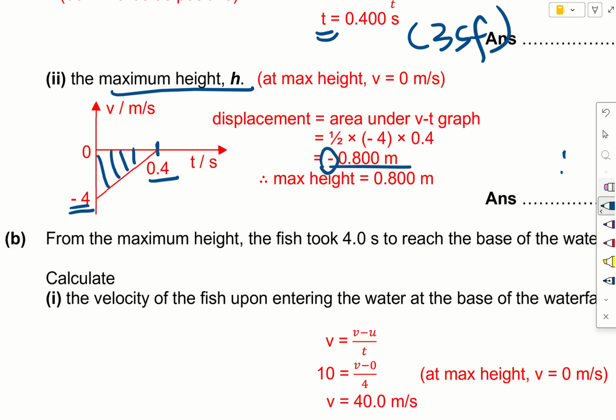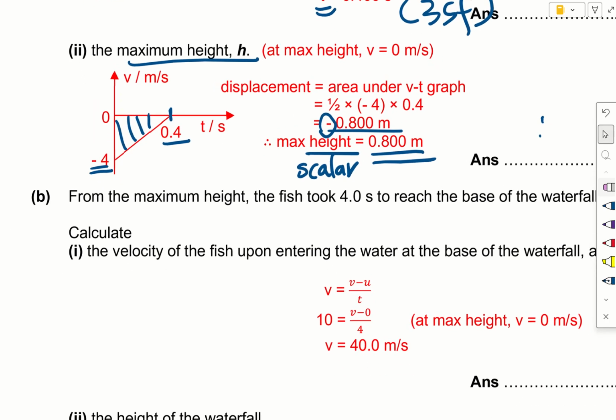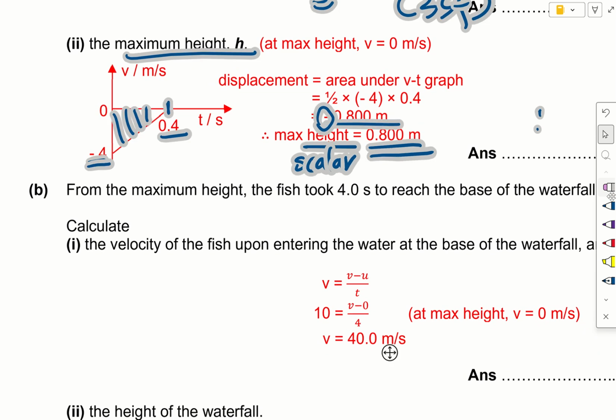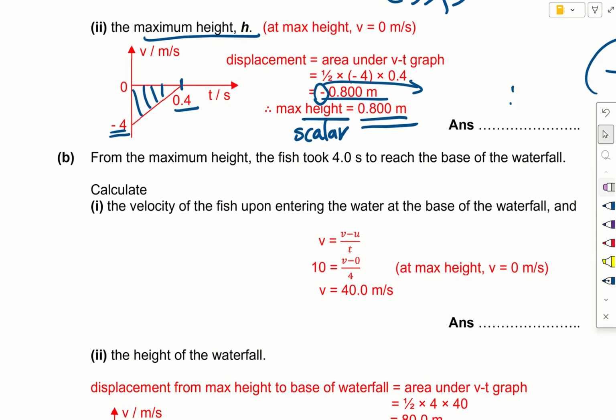But why is there a minus now? Because it is going upwards. When it's going upwards, right, it is treated as negative. But now they're asking for height, which is not displacement. So this is a scalar. So all we need is to take the magnitude. Don't have to care about the direction. But the negative tells us that the sign that we have been using is consistent.